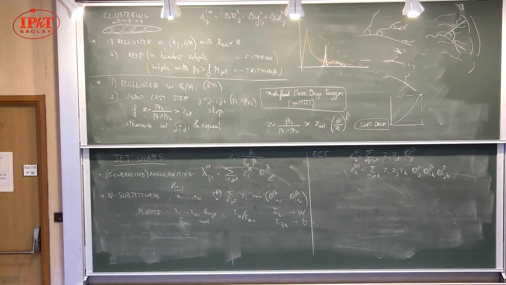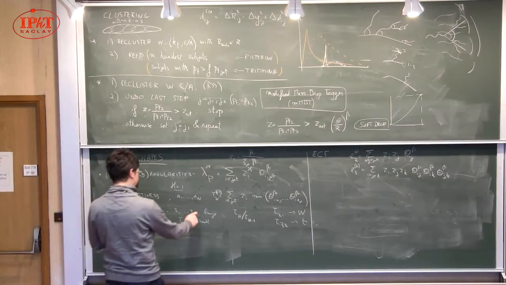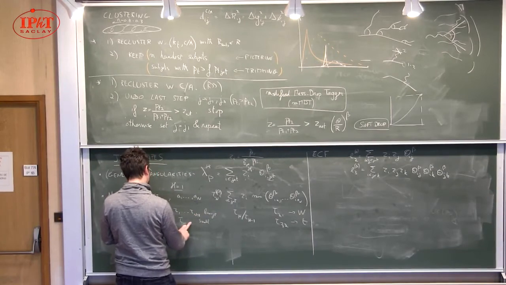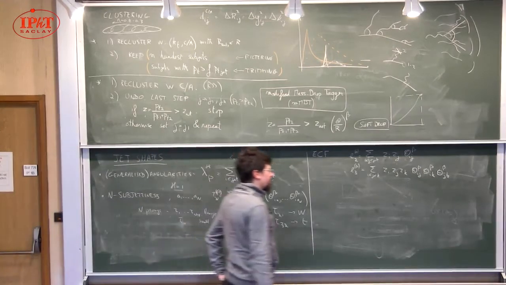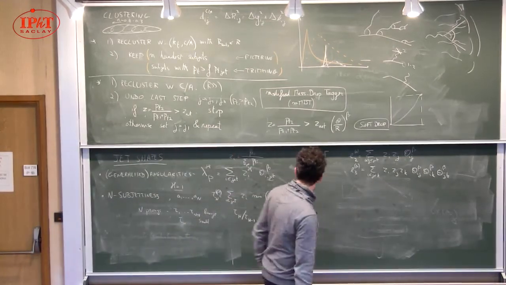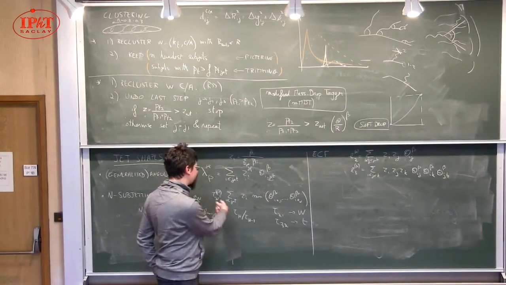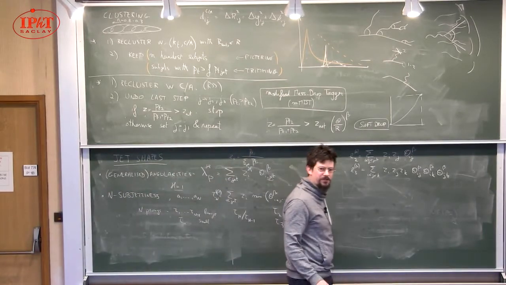Isn't it that for the n-prong problem, it should be tau 1 up to tau n minus 1 large and tau n small? Or just think about two? Yeah, I agree. Then quarks. Yeah. Fine. That's actually slightly different from tau 2.